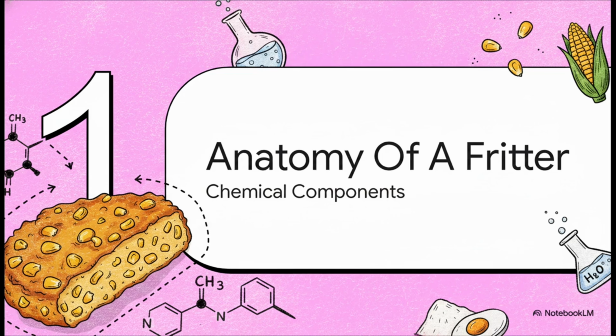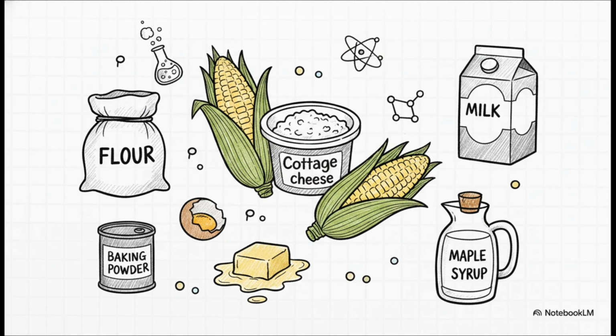All right, Section 1, the anatomy of a fritter. So here is our ingredient manifest. We're looking at 2 ears of fresh corn, 2 cups of all-purpose flour, a half cup of cottage cheese, 1 egg, a tablespoon of baking powder, 4 tablespoons of melted butter, a 1/4 cup of maple syrup, 3/4 of a cup of whole milk, and some extra light olive oil for frying. Now, we aren't just throwing these things in a bowl and crossing our fingers. We're using these specific items, like the fresh corn and cottage cheese, for very, very precise scientific reasons.